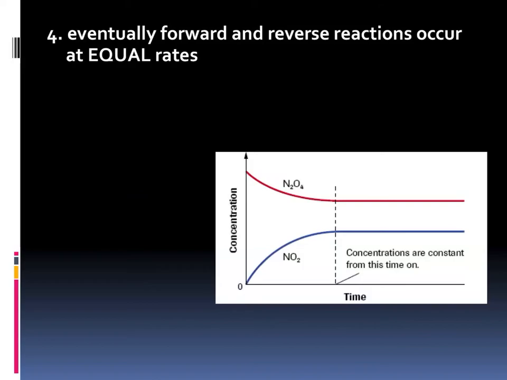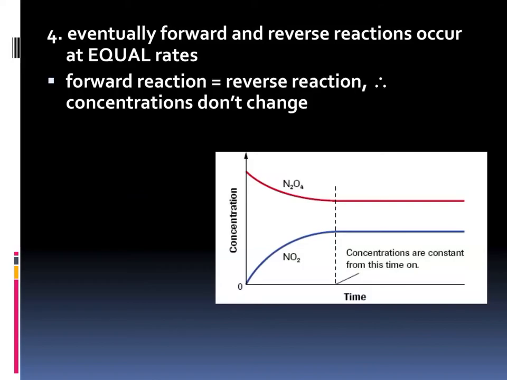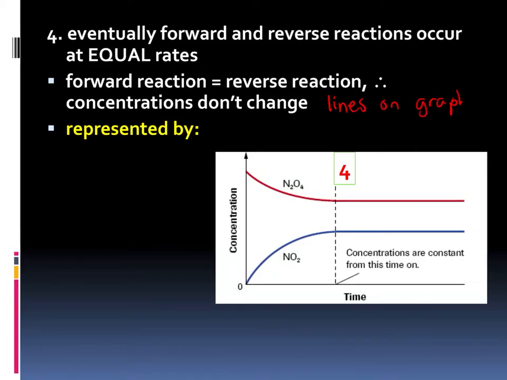So again, make your reverse arrow big and your forward arrow smaller. Then where you have forward and reverse reactions occurring at equal rates, the concentrations don't change, or the lines on the graph level out or plateau. Now you want to make sure your double arrow has equal size arrows.